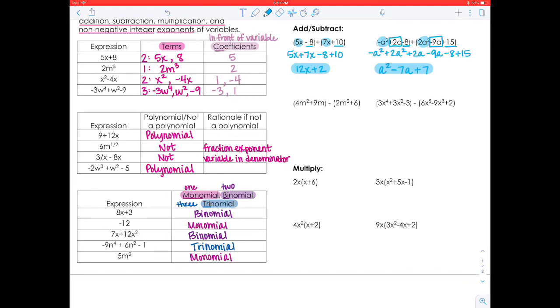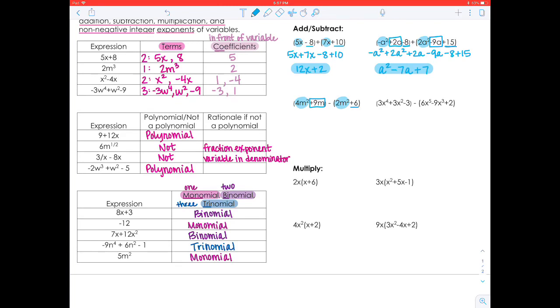Okay, I'm subtracting 2 binomials here. And I see I've got m squareds that are alike. I've got one m term with this 9m here, and then I have one constant.